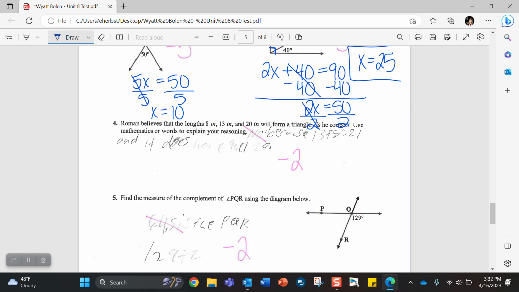And I think he's close here. He adds the two shortest side lengths together, says that it equals 21, but then they're not a triangle because it doesn't equal 20. It doesn't have to equal the third side. It has to be bigger than the third side. So 8 plus 13 is 21, but because 21 is greater than 20, then it does work.